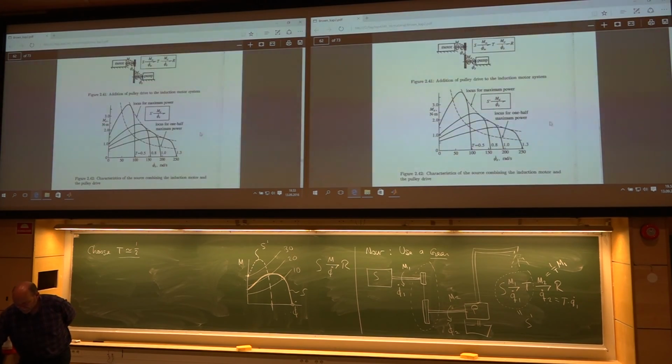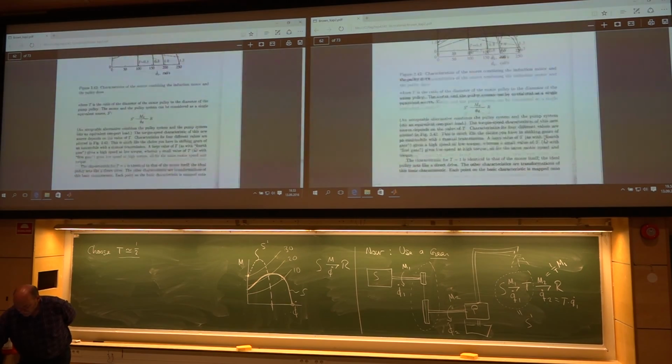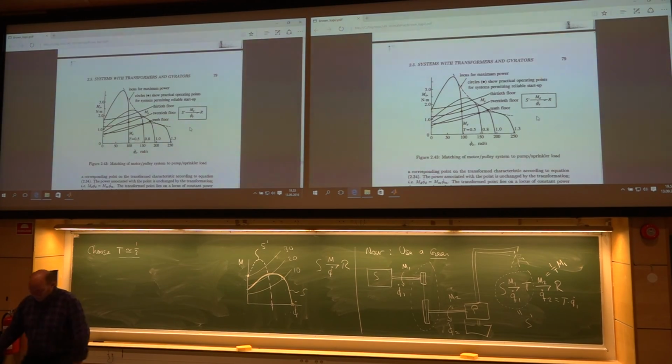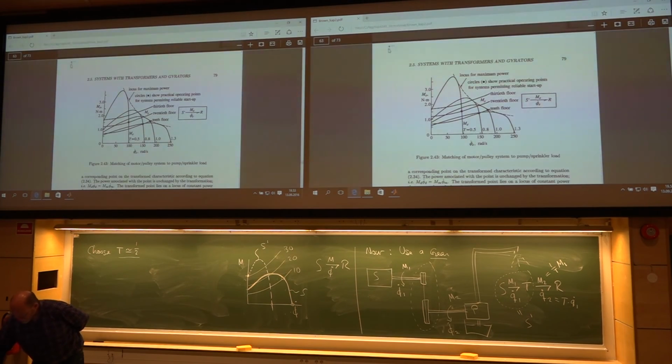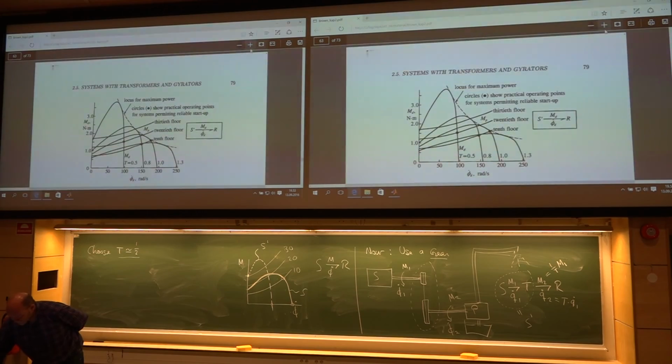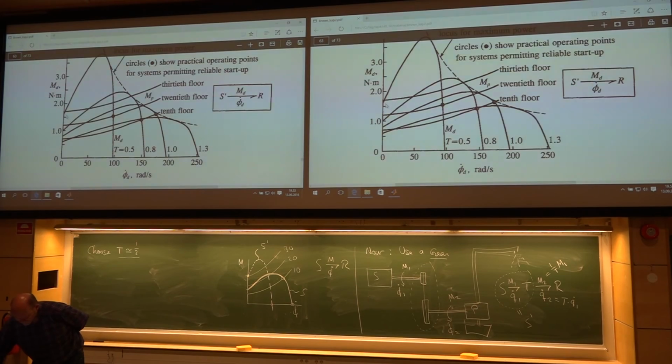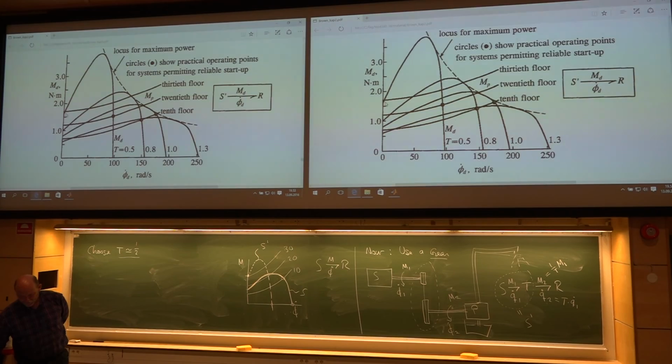So you have it here, and choosing a transformer 1/2 sort of hits it correctly. Actually, it's not a good one. If you zoom in, I think he really can't do the 30th floor. It looks like he starts a little bit under.